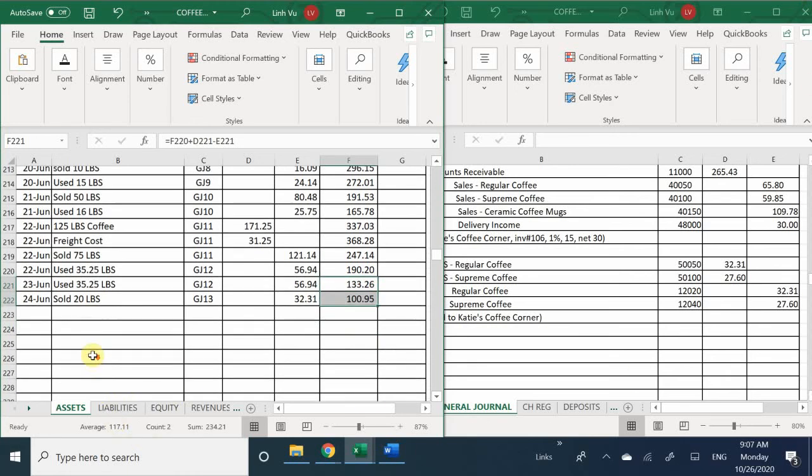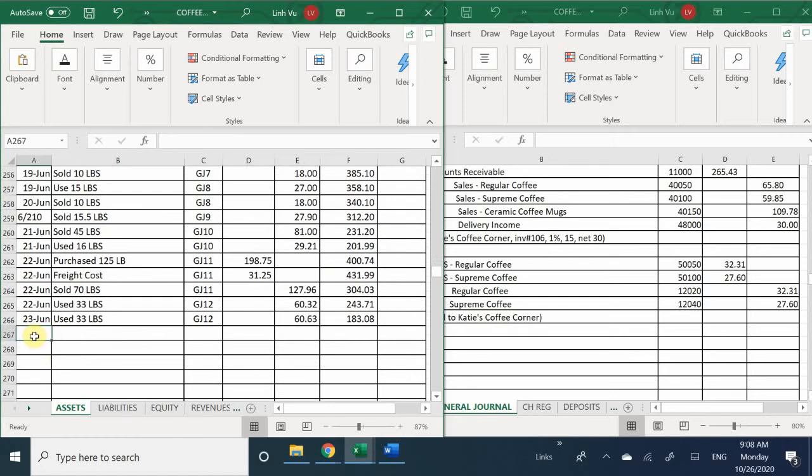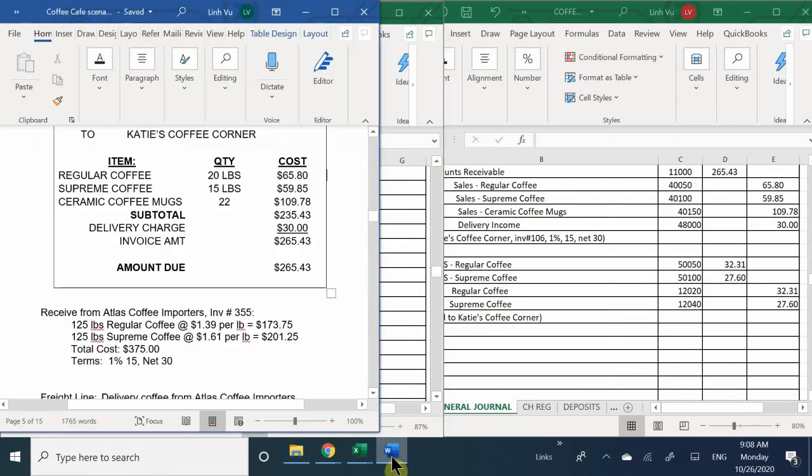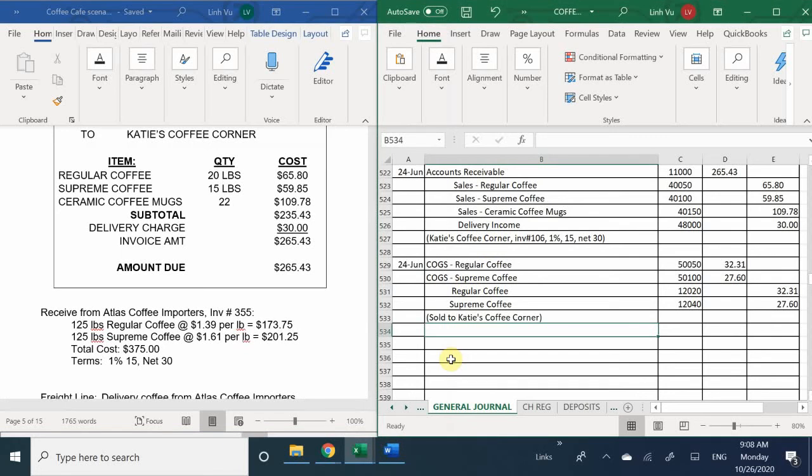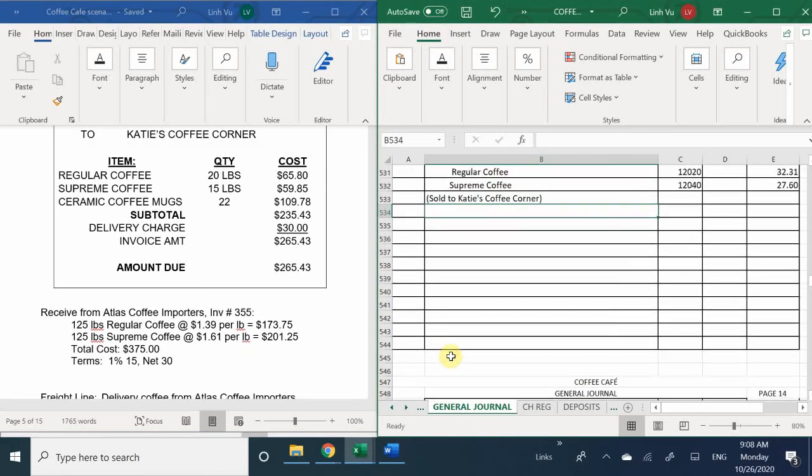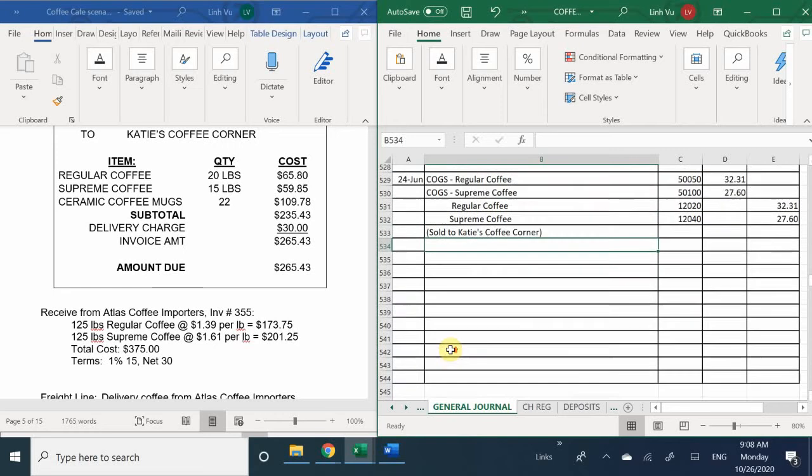All right. Okay. Supreme Coffee. Sold 15 pounds. GJ 13. 27.60. Total should be $155.48. Good. All right. So we are complete there. Okay, let me see. We have just enough.